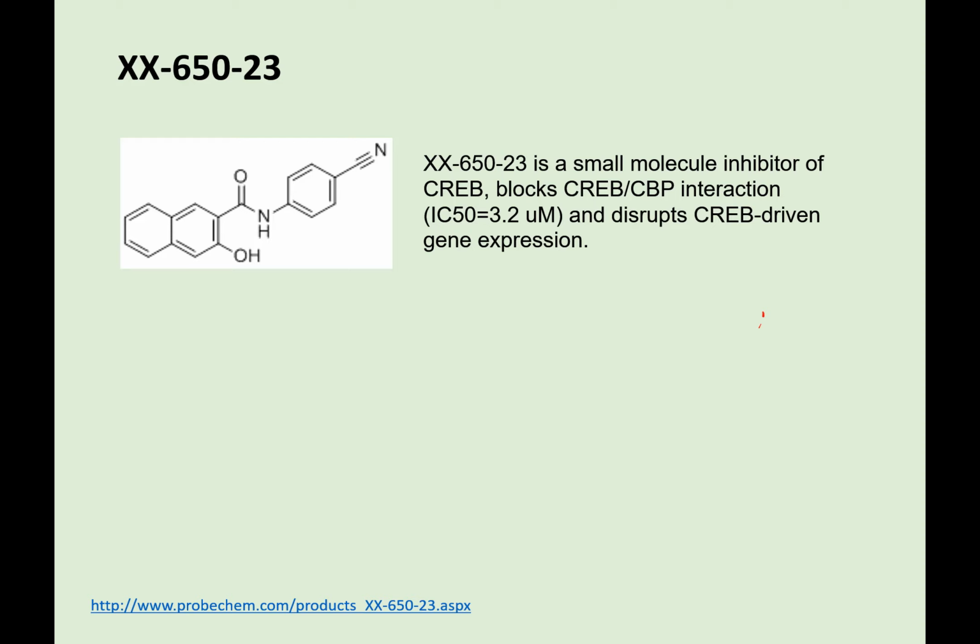XX65023 is an inhibitor of CREB. So if we think CREB is important, what we want to do is inhibit its action to test if it is truly important. So they've found the small molecule that disrupts CREB-driven gene expression. It blocks the CREB CBP interaction. So it's actually working on phosphorylated CREB, which it doesn't specifically say. Okay, so here's a tool we have to say, okay, well, if CREB's important, what if we block it? What happens to the levels of virus VZV infection and production?